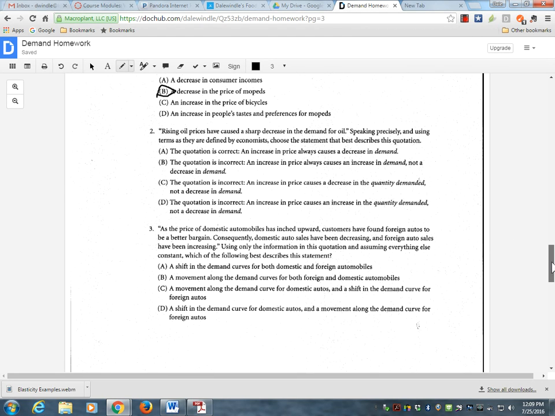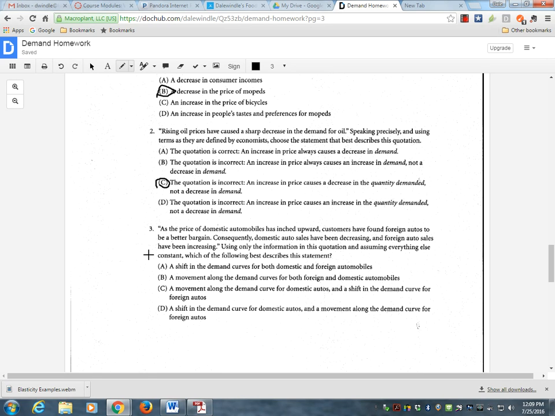Let's see here. Rising oil prices have caused a sharp decrease in the demand for oil. It's a quote, like in a newspaper. Speaking precisely and using terms as they are defined by economists, choose the statement that best describes this quotation. Well, the price of oil won't change demand for oil. It will change the quantity demanded. So the correct answer is C. Quotation is incorrect. An increase in price causes a decrease in the quantity demanded, not a decrease in demand itself.